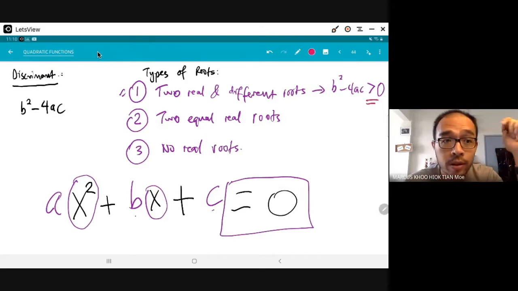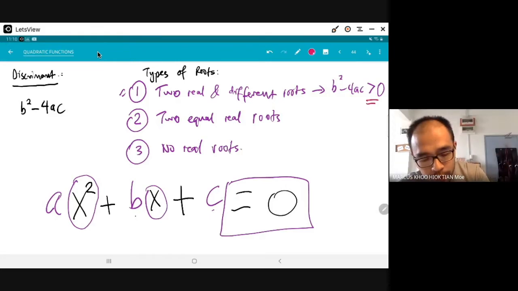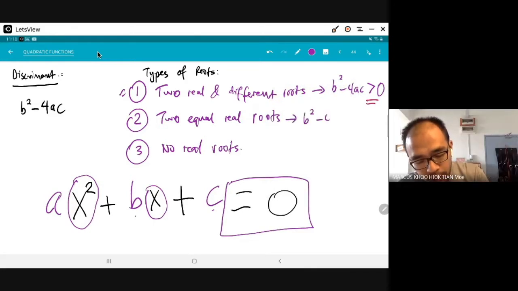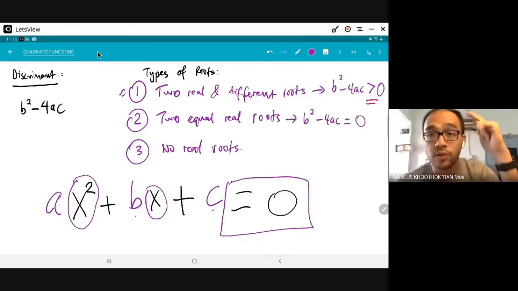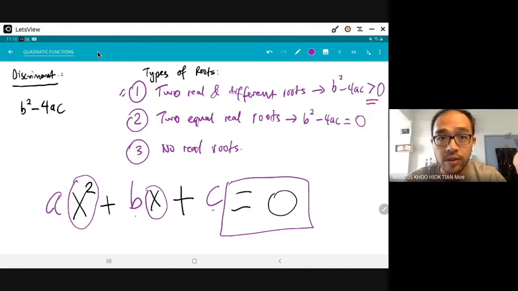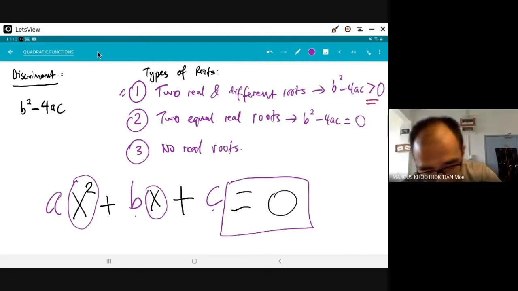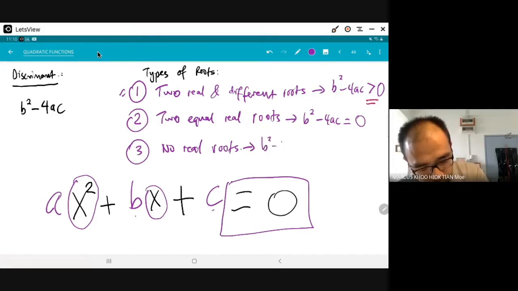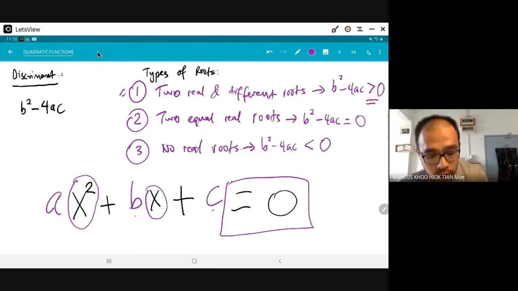Very important thing. Okay, David, two equal real roots, the condition for this will be? Equal to 0. Okay, b squared minus 4ac must be exactly equal to 0. Okay, everyone, cameras on, please. No real roots, Yvonne? Less than 0. Okay, b squared minus 4ac is less than 0, also known as a negative number.